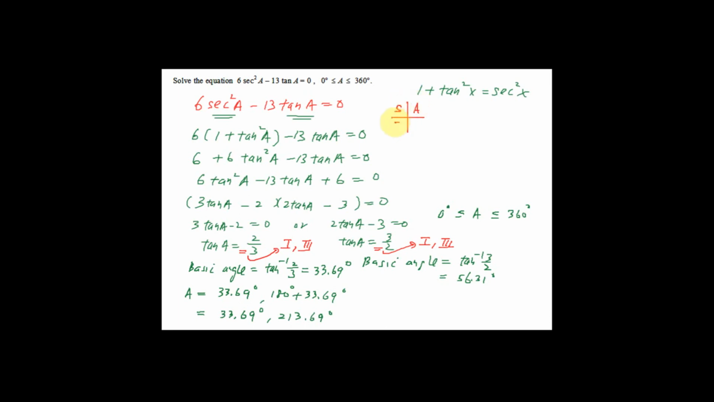All Science Teachers Crazy. Can you see tangent is positive here, in the third quadrant and the first quadrant. Now your A in the first quadrant is 56.31 degree, and the third quadrant is 180 plus 56.31, which will give you 236.31 degree. So now you have to put your final answer into ascending order. The first one is 33.69 degree. The second one is 56.31 degree. The third one is 213.69 degree. And the last one is 236.31 degree. So this is the final answer for A.